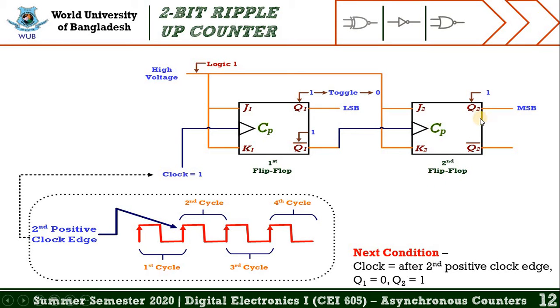And we found, I repeat again, the output of the second flip-flop is 1. That's why we have written here the value of clock is equal to 1, then Q1 is equal to 0, and then Q2 is equal to 1. So let's move into the next slide to explore another condition.